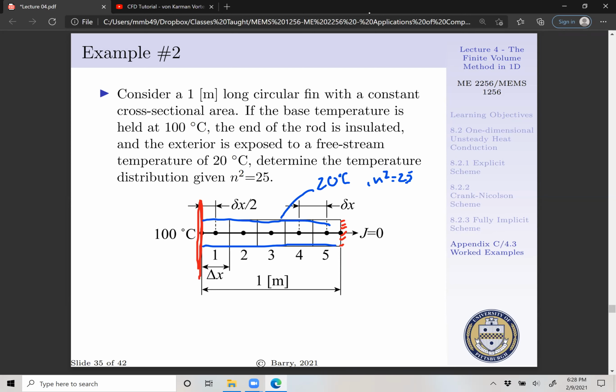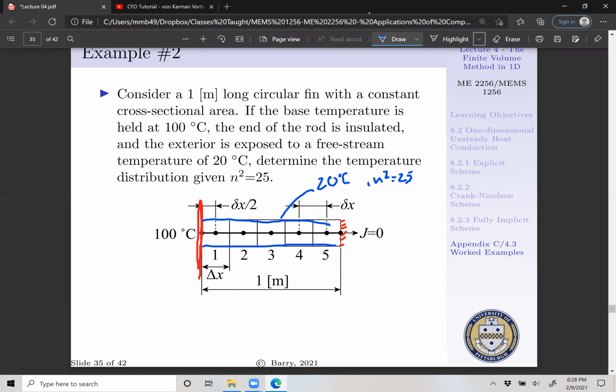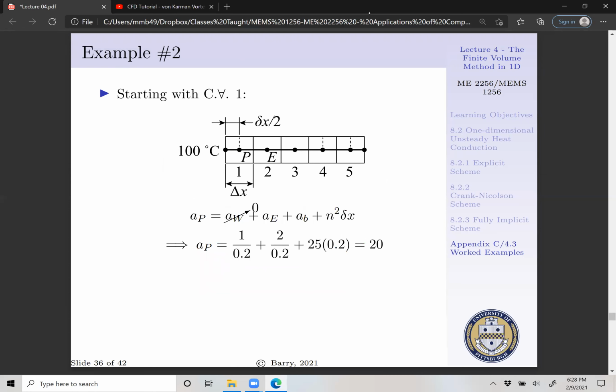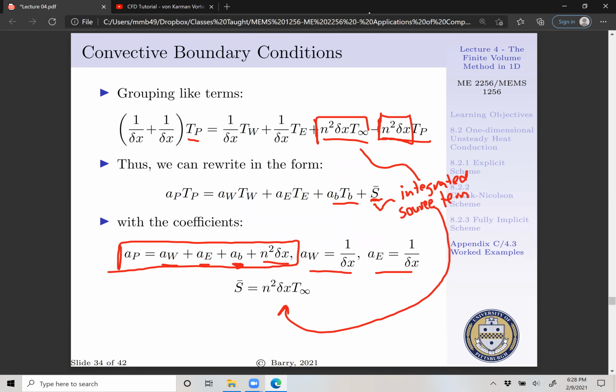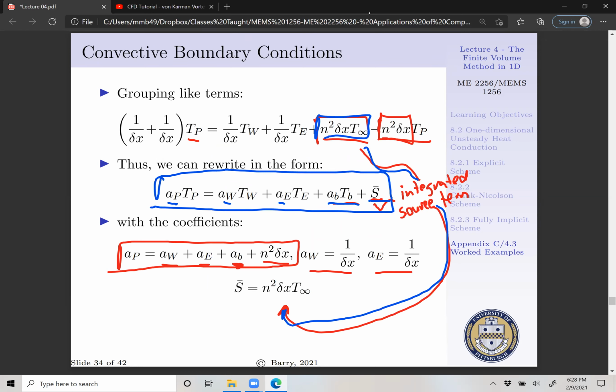And this isn't hard. What we're going to do is do what we always do. Take our governing equation, which was this guy right here, and go through, solve AP based upon A west, A east, see if we have any boundaries, calculate our source. Now our source in this situation was this one term hanging out right here, our n squared delta x T infinite. And this is really acting as a sink because it's pulling heat away from our domain.